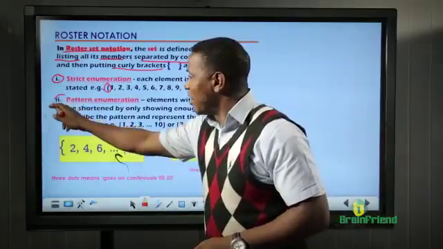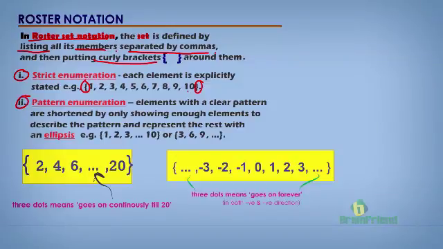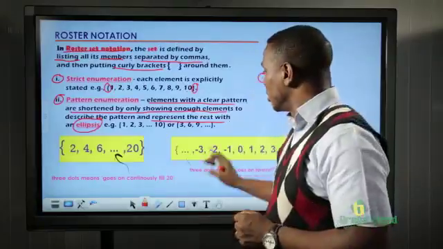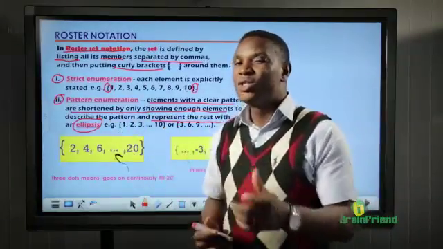The next method we have is the pattern enumeration method. In the pattern enumeration method, elements with a clear pattern are shortened by only showing enough elements to describe our pattern, and then the rest are represented by what we know as ellipses. The ellipsis is a series of 3 dots. Whenever we see the 3 dots in sets, there is an indication within our list that there is a continuity.